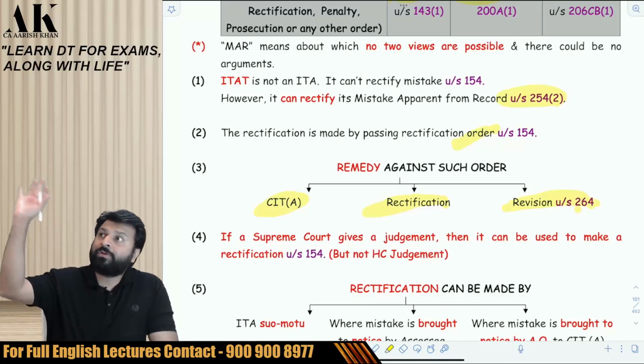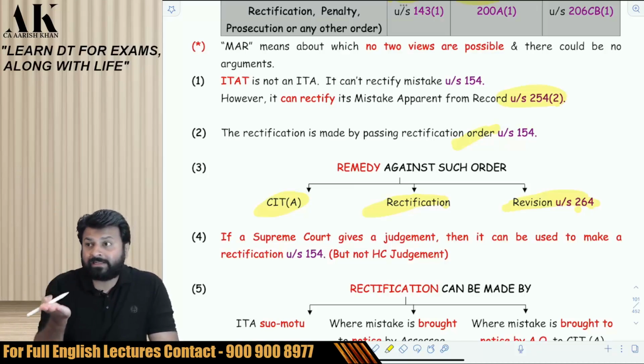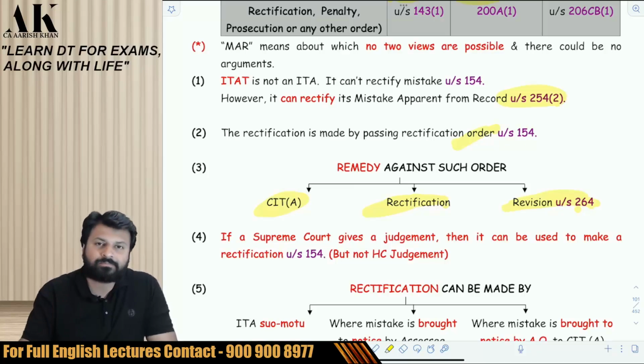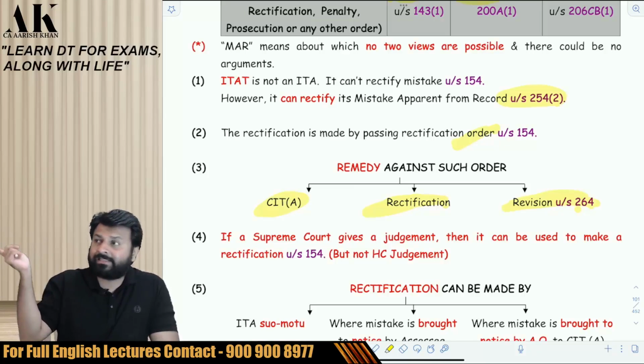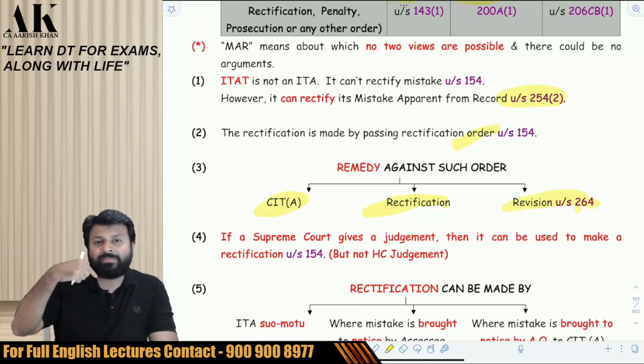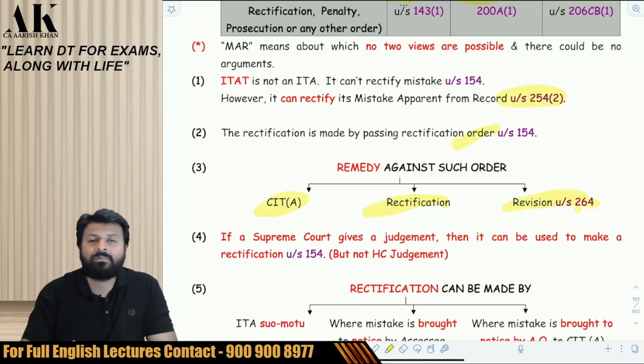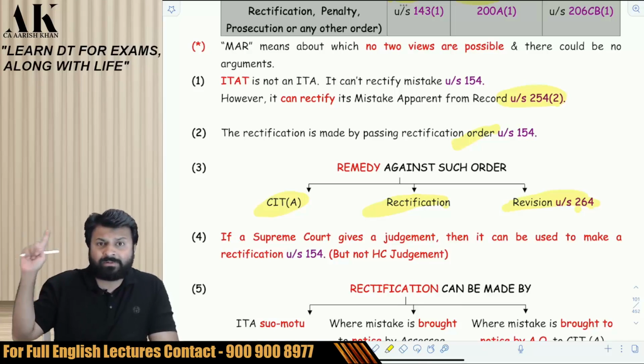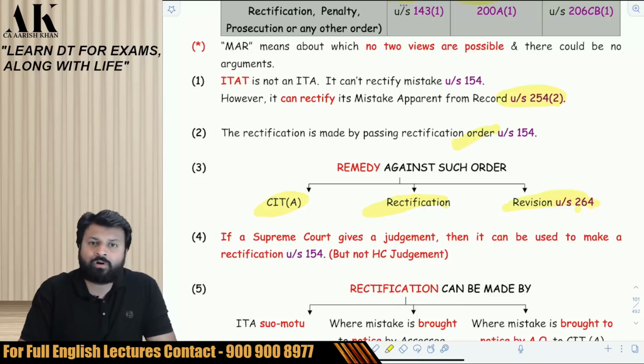Now, suppose there is a Supreme Court judgment. Can that be considered as a base to rectify my order? The answer is yes. Suppose in some other person's case, there is a Supreme Court judgment which says that this expenditure should be allowed. So can I say that my AO has made a mistake apparent from record? The answer is yes. A Supreme Court judgment in someone else's case can become a base to rectify your order.